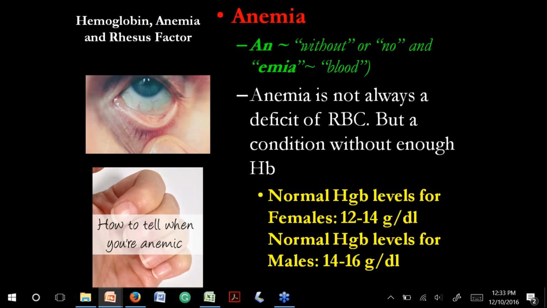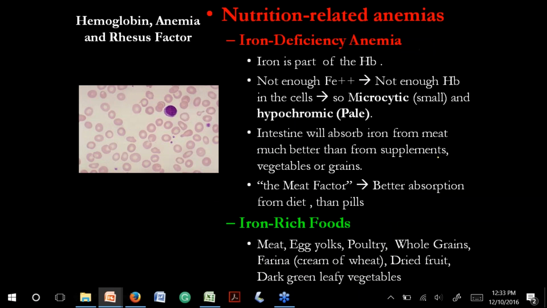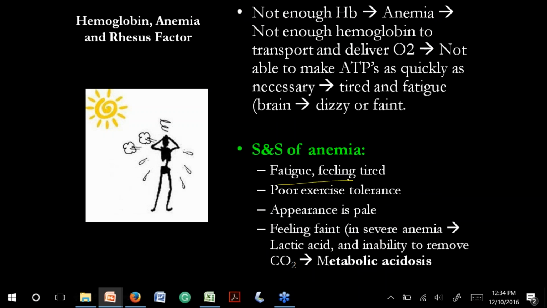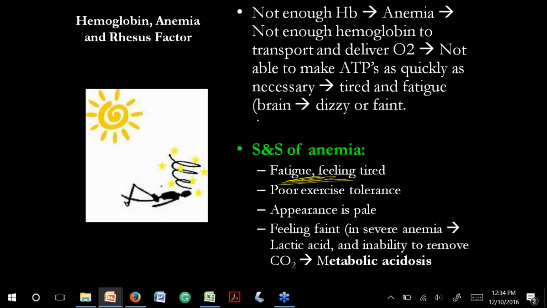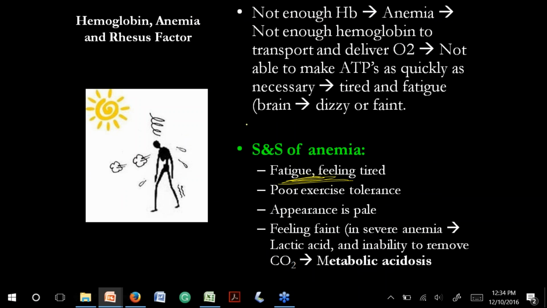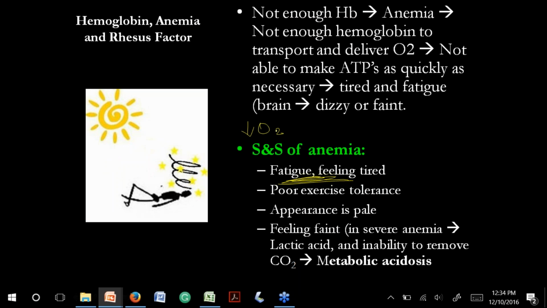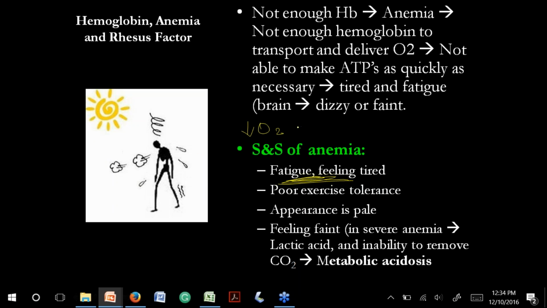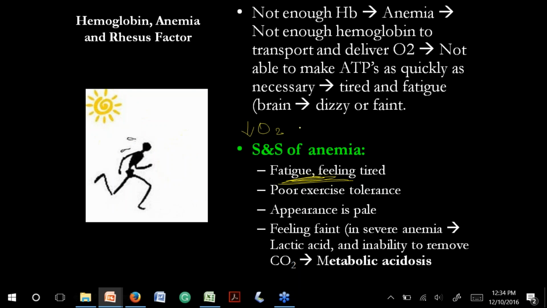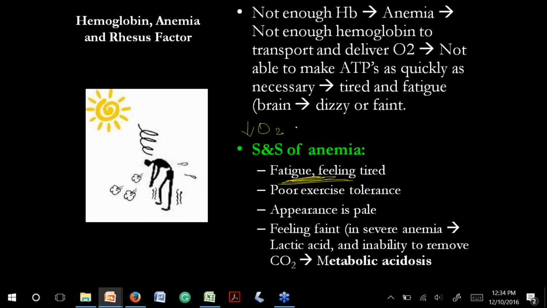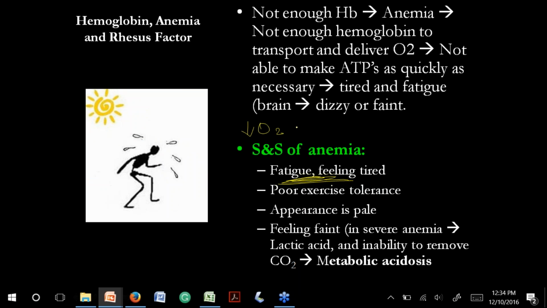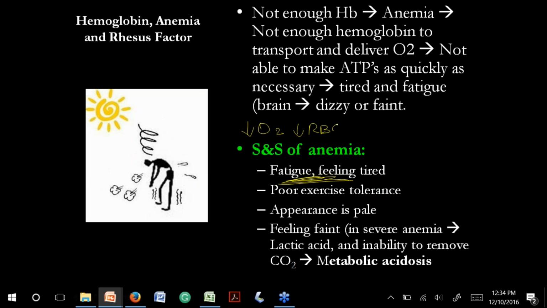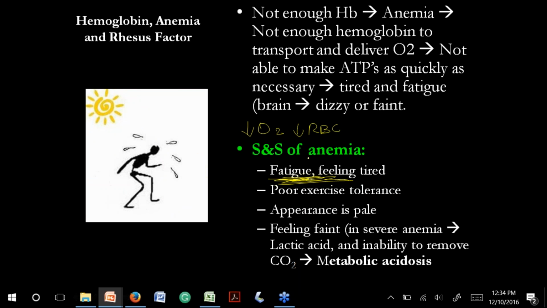All right, so let's go to anemia. Anemia: female 12 to 14, male 14 to 16. Signs of anemia: fatigue, obviously. If you have anemia, you have less oxygen carried by the blood. So you need more oxygen. When you are tired or exhausted, you need to oxygenate more through your lungs, and you cannot because you have a low number of red blood cells. So that is going to produce fatigue.